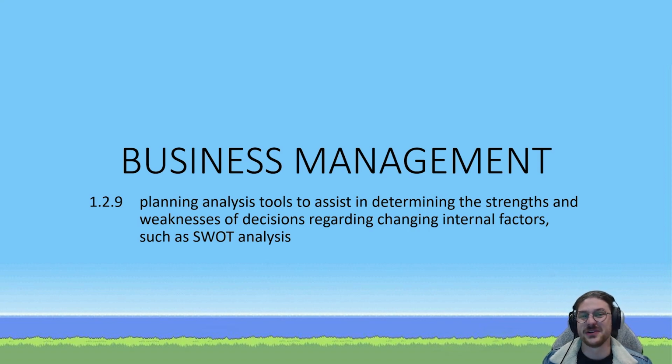In today's lesson we're looking at key knowledge point 129. That is Unit 1, Area of Study 2, and the 9th key knowledge point for this area of study. Today specifically we're looking at planning analysis tools that can be used to determine the strengths and weaknesses of decisions made regarding changing internal factors.